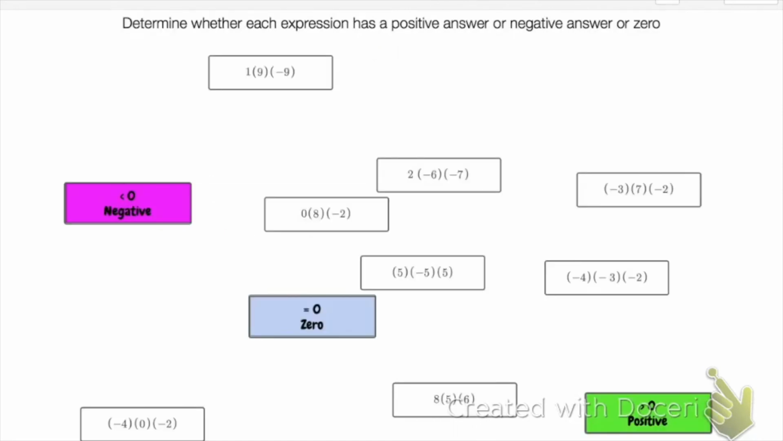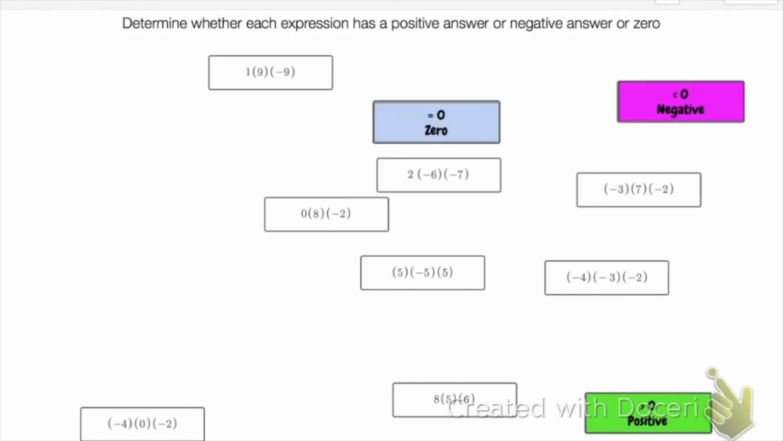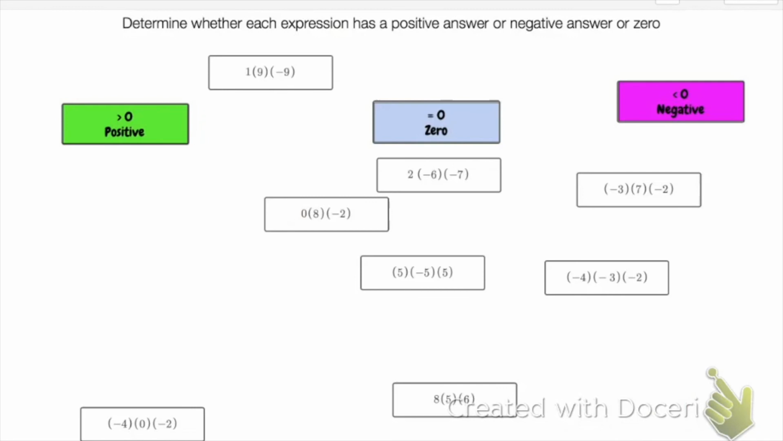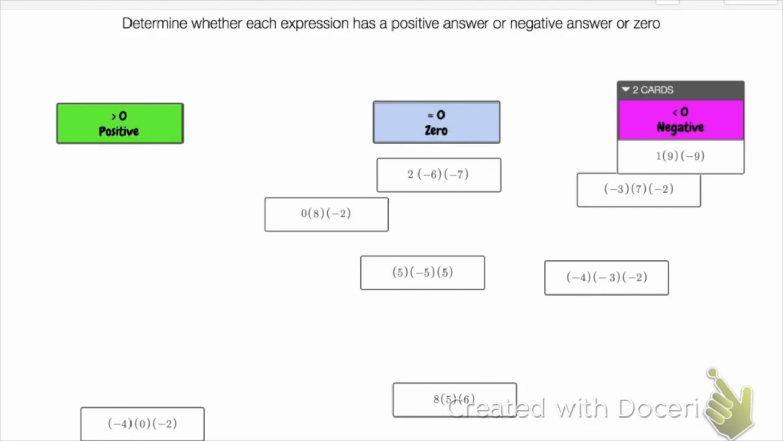So now let's get back to this line. We have less than 0, negative, equals 0, or greater than 0, positive. So as we already did, if we see 1 negative in the expression, it will be a negative answer. If we see 2 negatives in the expression, the answer will be a positive answer. So let's start with the first one. 1 times 9 times negative 9. We see 1 negative. So the answer will be a negative answer.